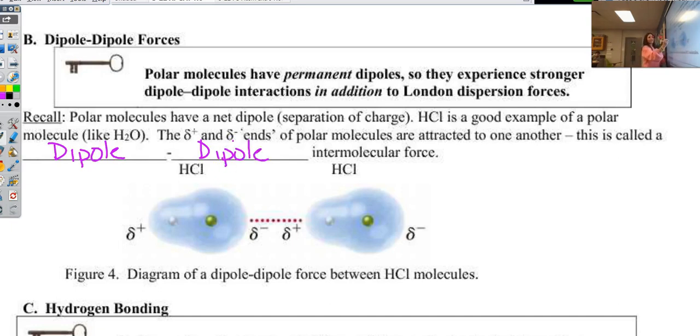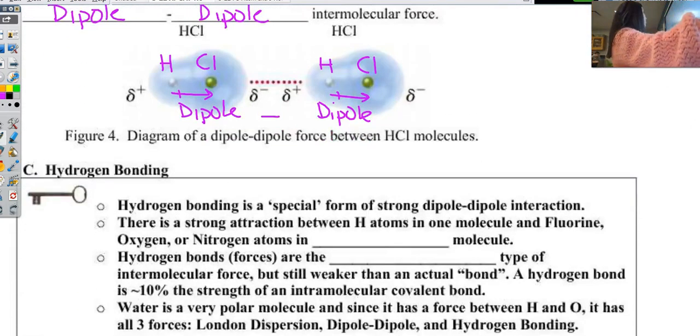So if this is H and Cl, I've got an H here and a Cl here, and then I also have an H here and a Cl here. What's going to happen is my partial negative on my chloride is going to be attracted to the partial positive on this one. There's a dipole moment going this way, and there's another dipole moment going this way, which is why they call it dipole-dipole. It's two dipoles that have created this. Great question I always get asked: could you actually have two different things still have a dipole moment? Yes, you can. That does happen with those polar molecules.